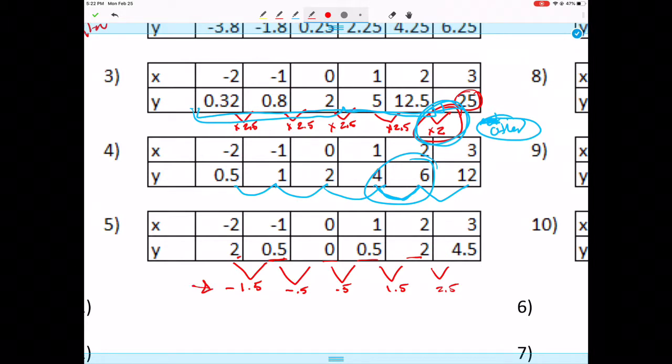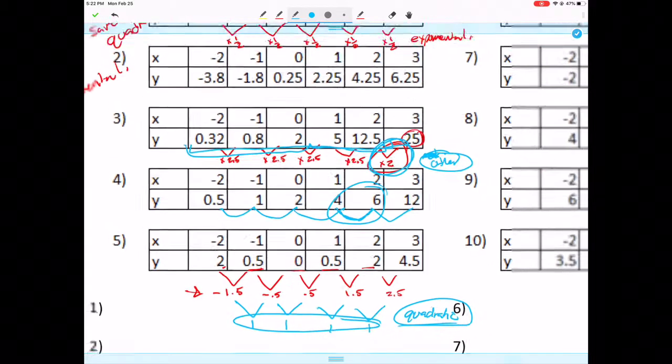So let's take the second difference. The difference between those two is 1. Difference between this is 1. Difference between this is 1. And difference between those is 1. So since they're all the same, this would be quadratic. And that would be your answer.